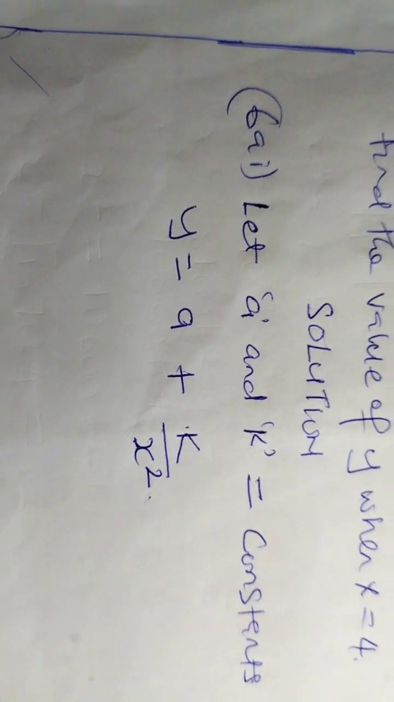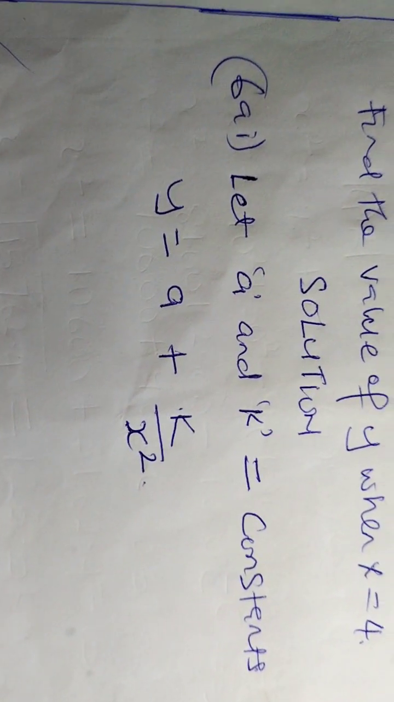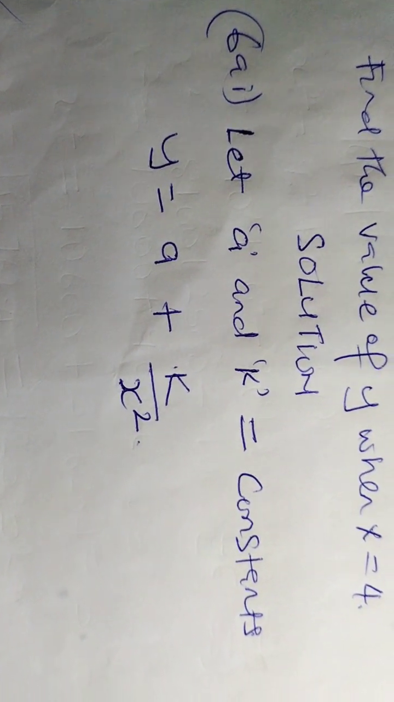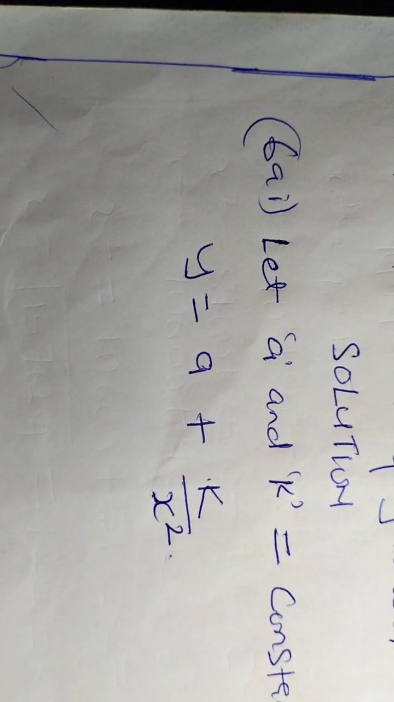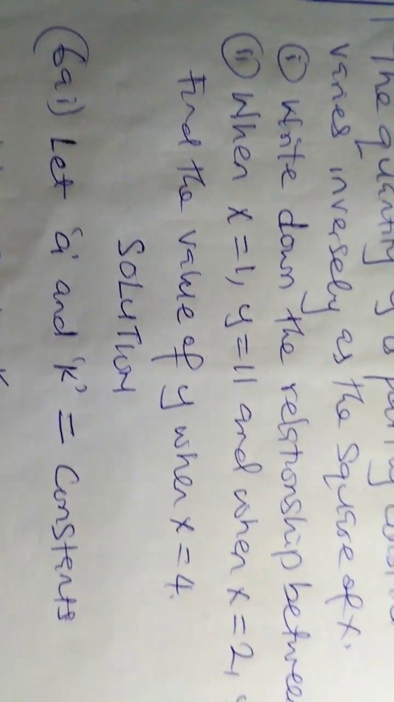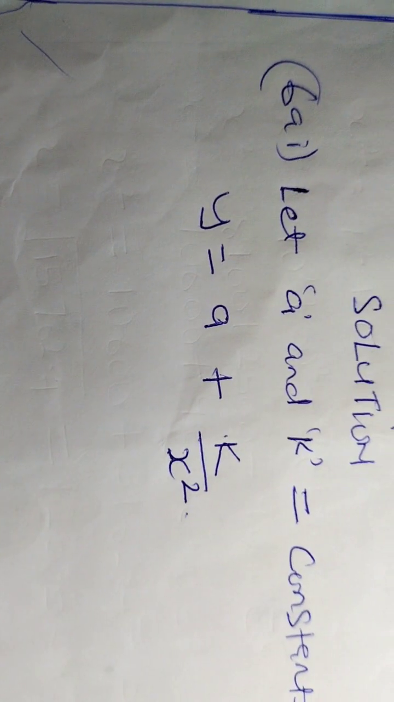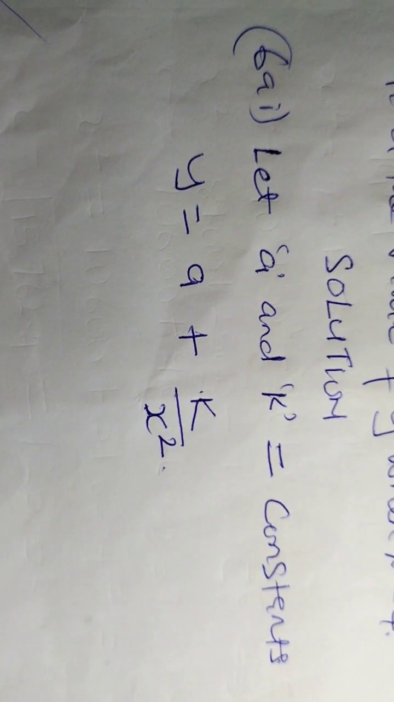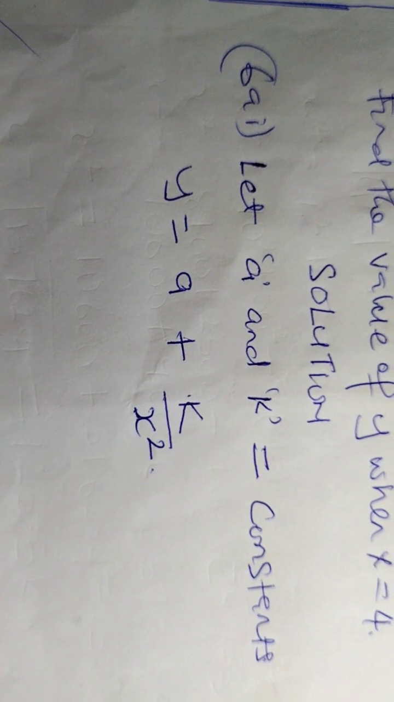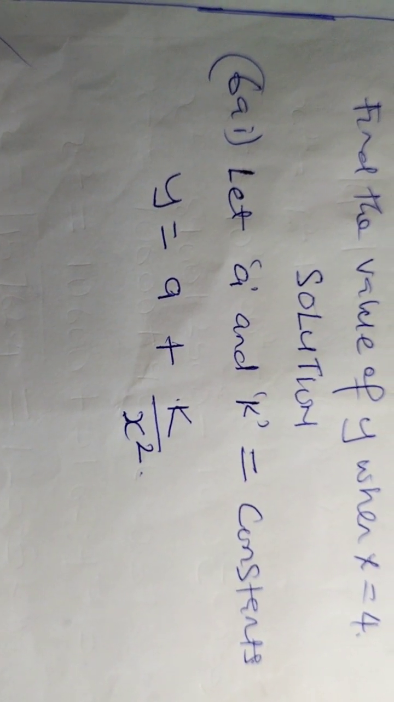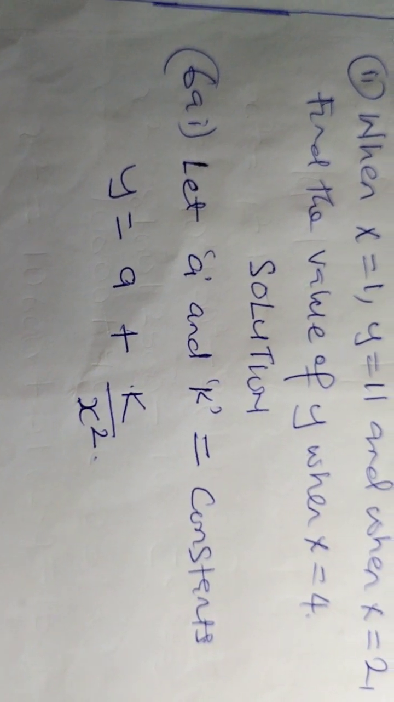Solution: this is a partial variation, which must have two constants. So we say let A and K be constants. So for number one, the relationship between them gives us Y equal to A plus K all over S squared. Y equal to A plus K all over S squared is the relationship between Y and S. So go to number 2.